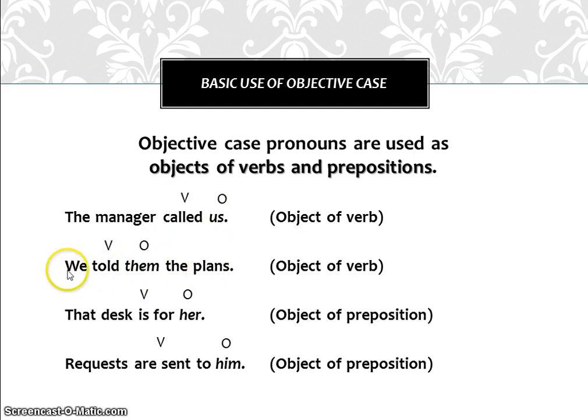We told them. We are the subject, and told is the verb. Them is who is being told. So they are receiving the action. So they are the object. We would use objective case pronouns for these.